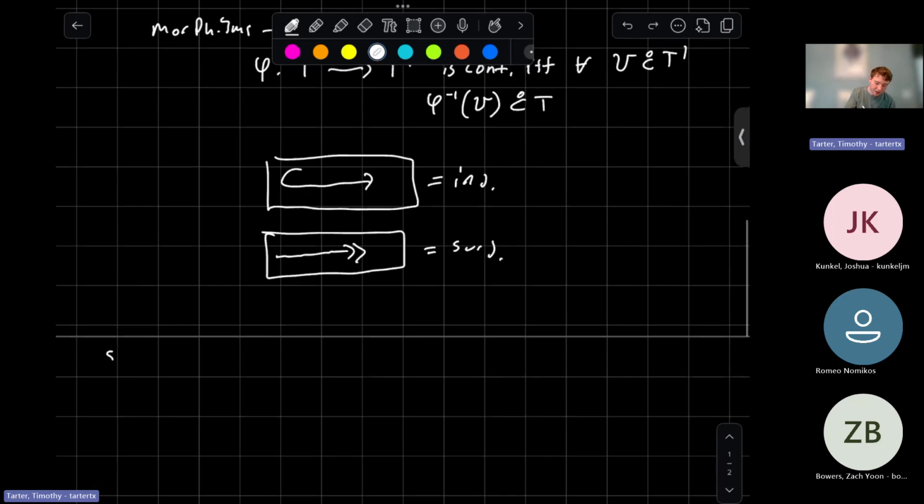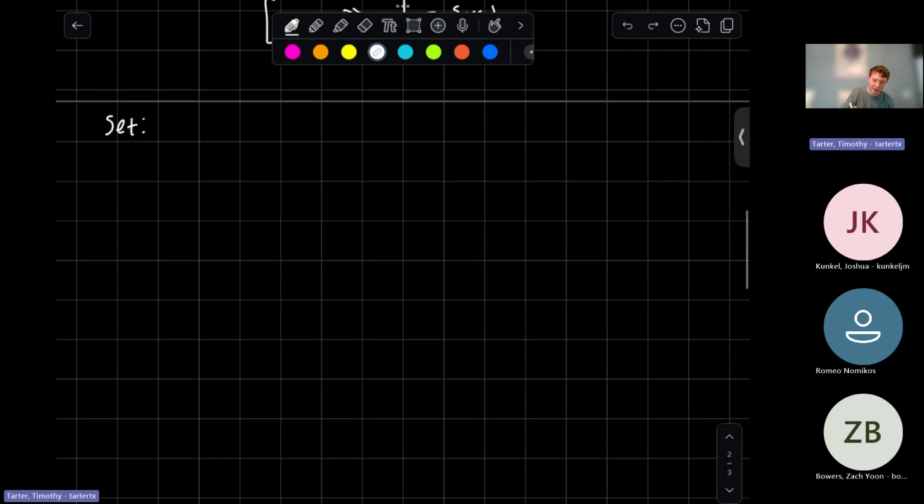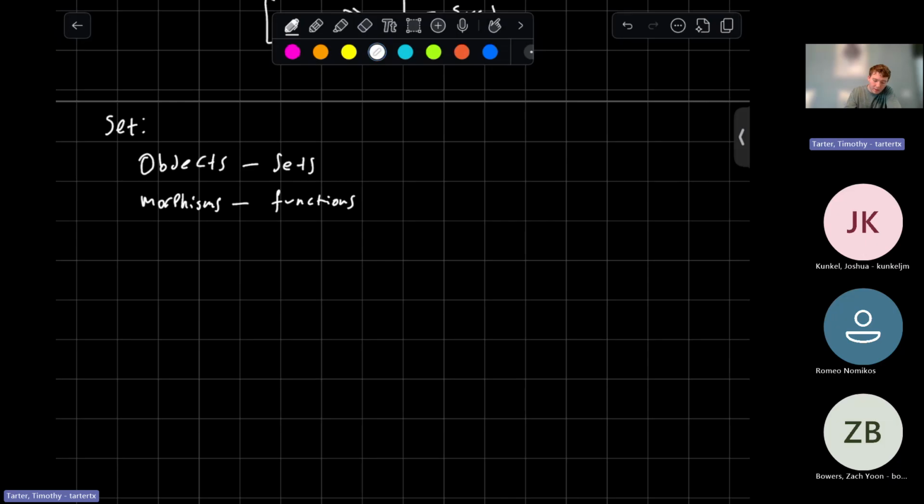This kind of leads me to characterizing the category of sets. And this is an interesting one because it sets up our transition into the relationship between categories. So the objects are sets. They go up there. The morphisms are just functions.